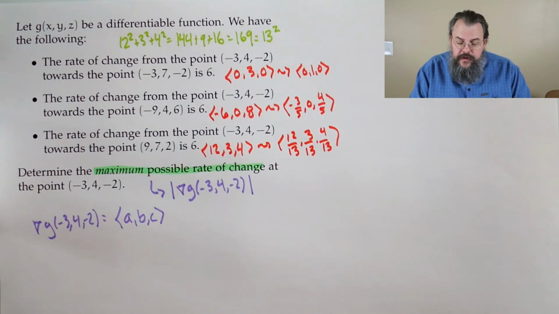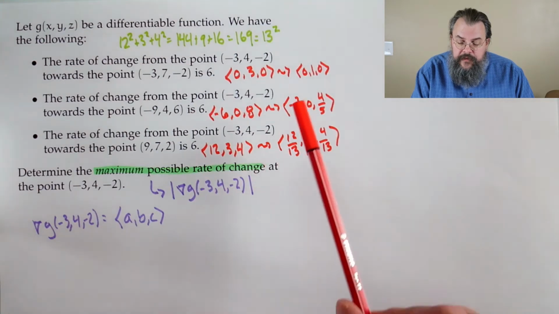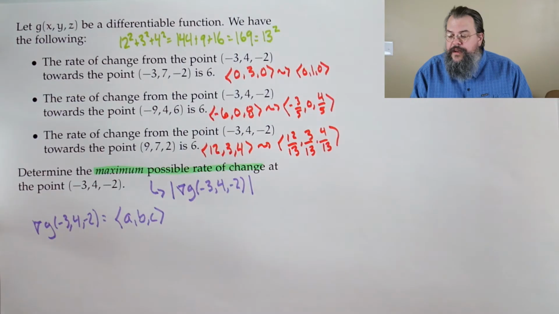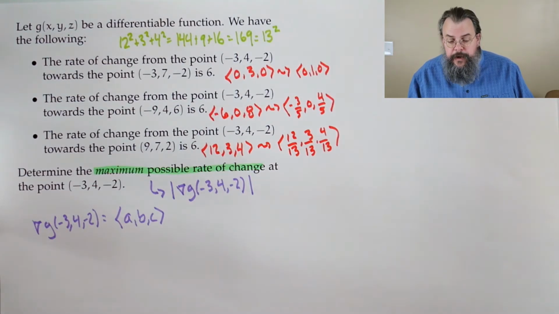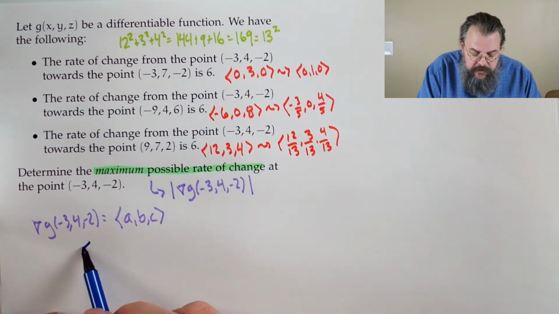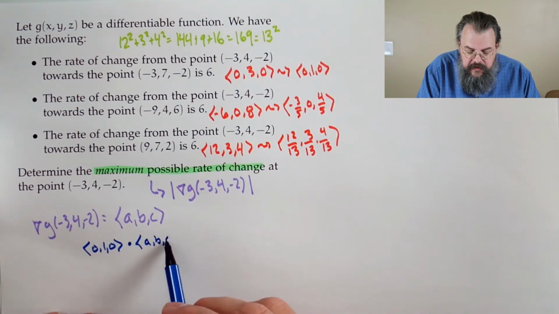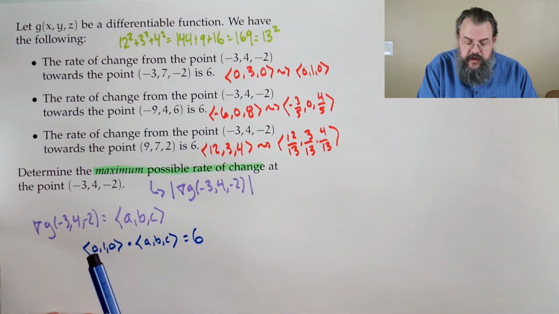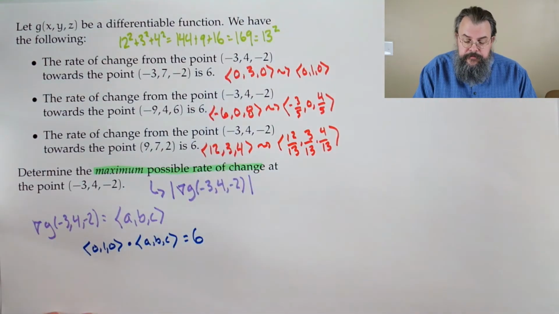Now, what we can do is we say, look, we have, in theory, the gradient. We just don't know what it is. And we have our direction vectors, and we have the directional derivatives. So we can rewrite our 3 bullet points in the following way. As 0, 1, 0 dot ABC equals 6. Because gradient dot our directional vector is equal to our directional derivative.